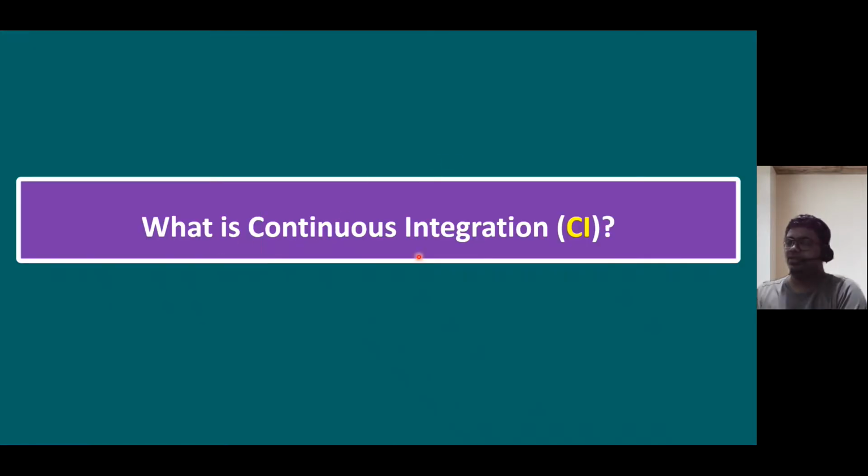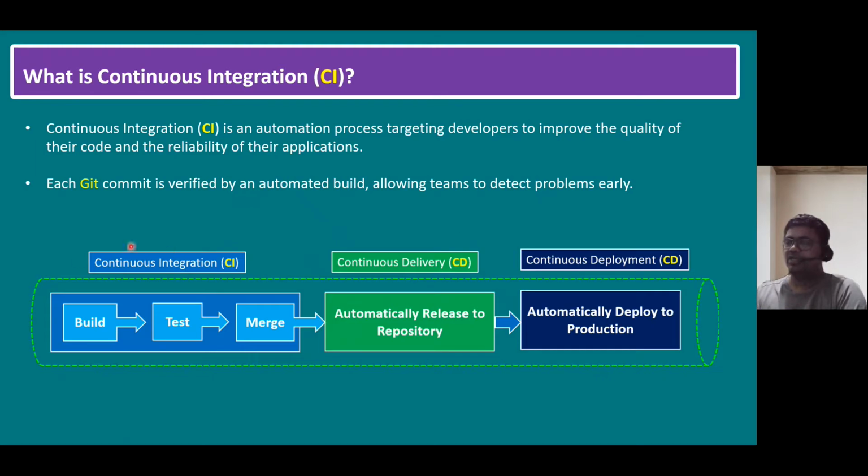The first point is what is continuous integration. Within our CI/CD pipeline, the first stage is continuous integration. Continuous integration is an automation process targeting developers to improve the quality of their code and the reliability of their applications. Each Git commit is verified by an automated build, allowing teams to detect problems early. That is the main agenda of continuous integration.